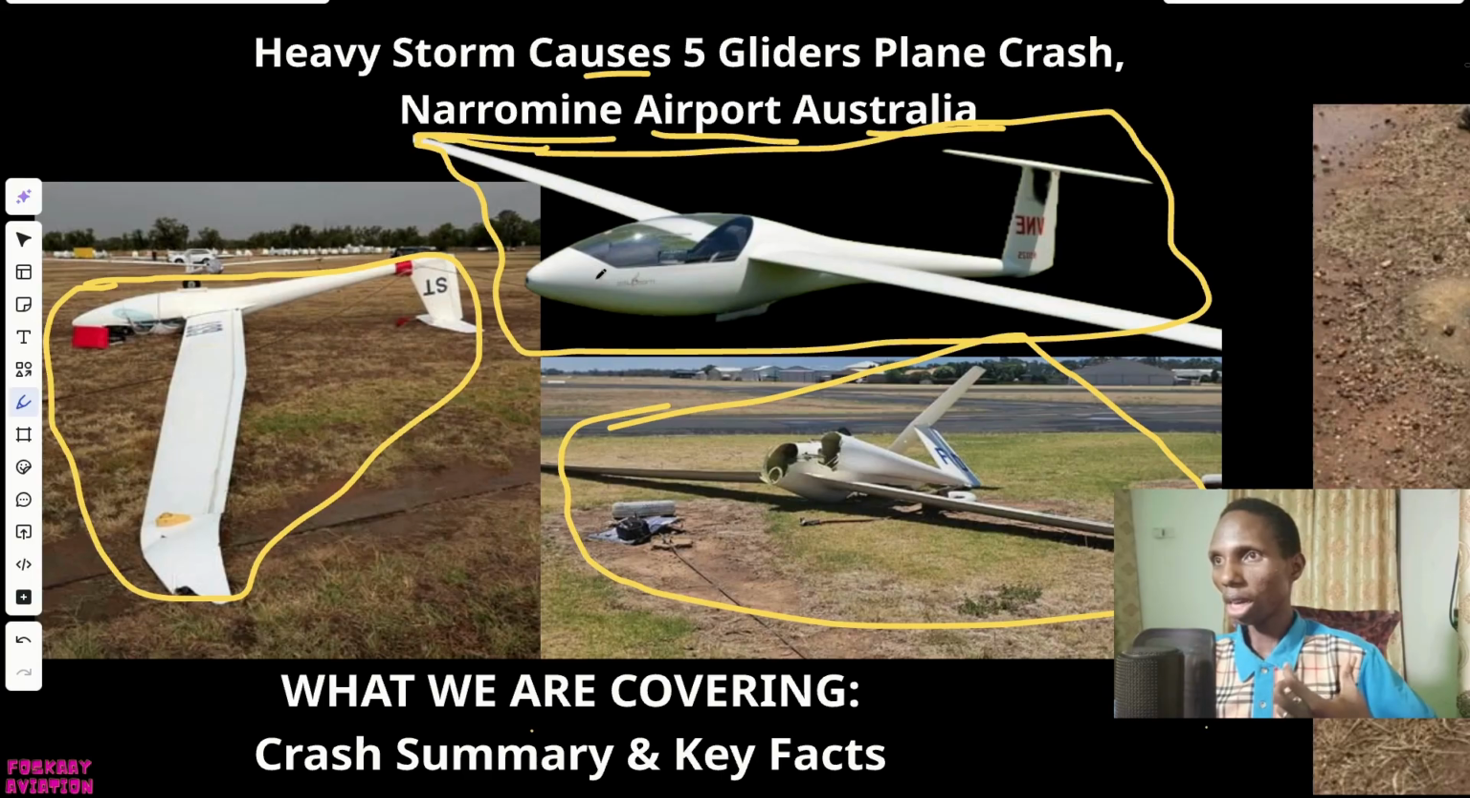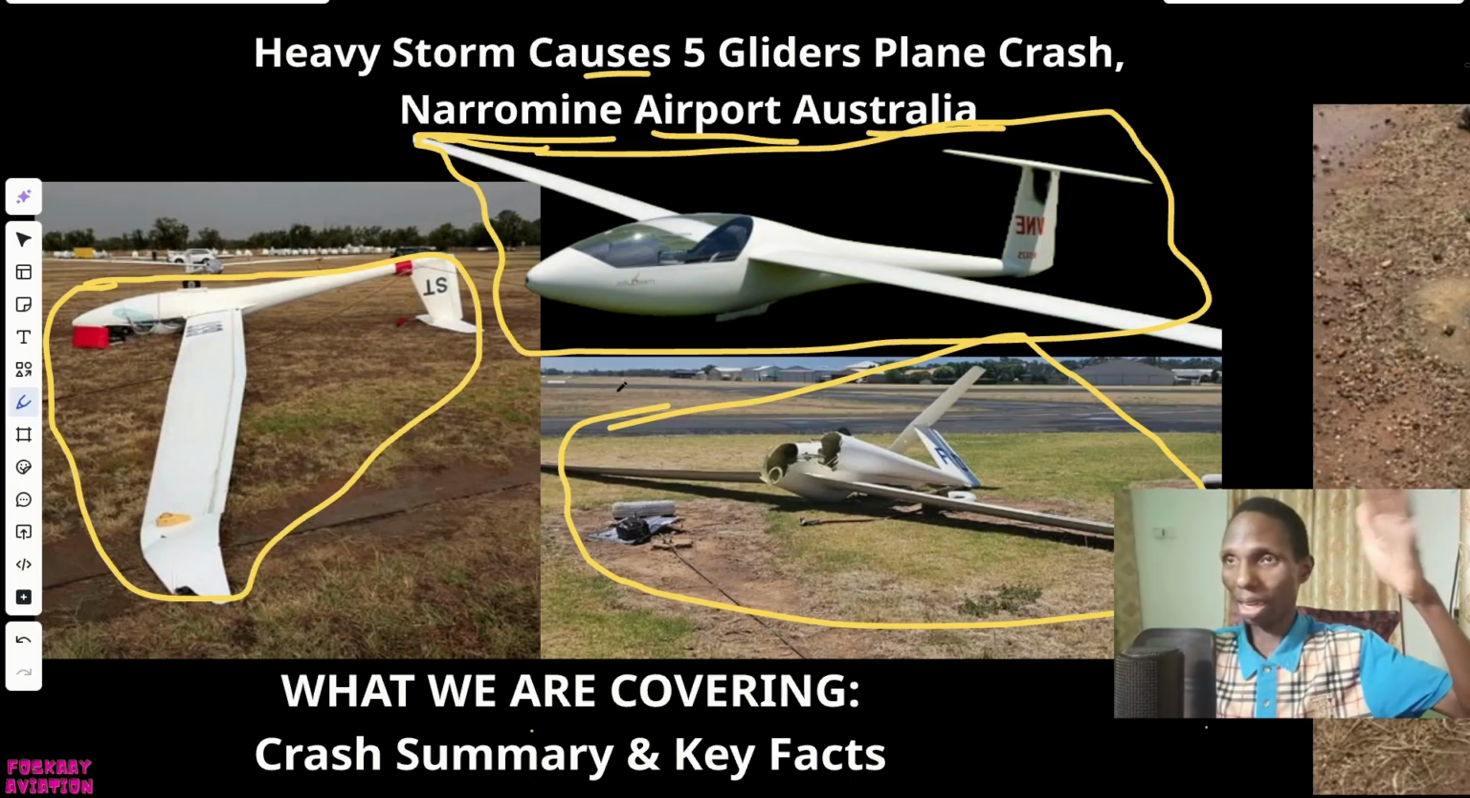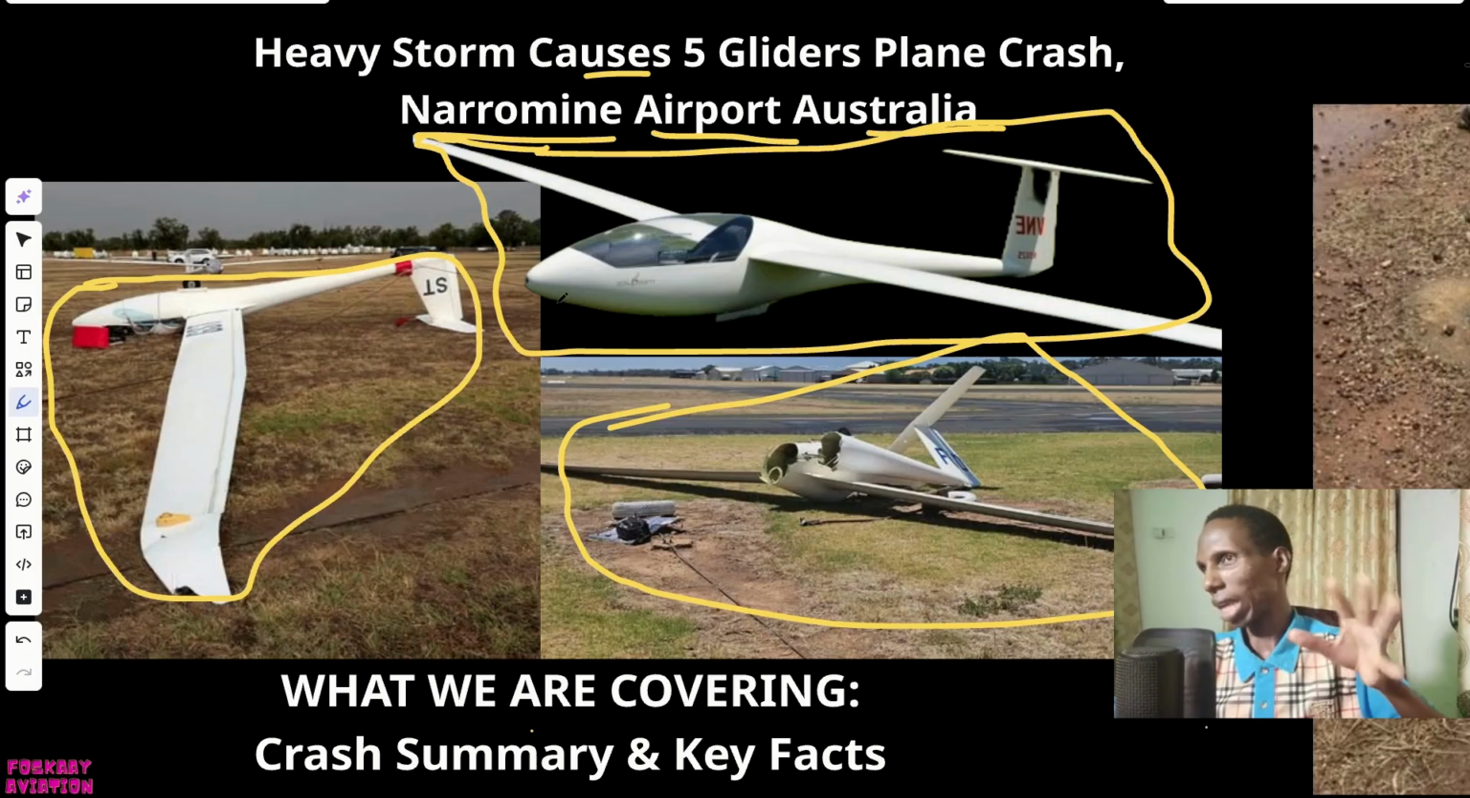So what really went wrong? And for those that don't know, a glider plane doesn't really have an engine. It's majorly for gliding events and things like that. So they use dynamics and glide through the air, following the wind to get motion. So it's not really like the normal engine-driven airplanes. They are much lighter. Now, what really went wrong that caused all these multiple crashes at the airport, those are what I will be covering in this video.